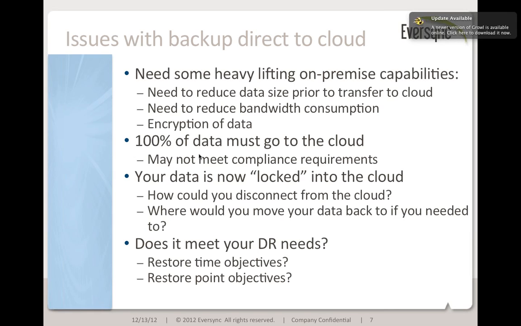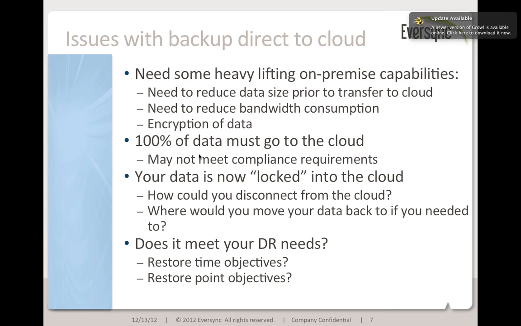Also, what we find for mid-sized companies that have more data is that maybe not all of that data should safely go to the cloud, especially on day one. Many of our mid-sized customers tell us that they have compliance requirements for some of their data that the cloud may not meet today. And so they don't necessarily want to be pushing 100% of their data to the cloud. Another issue with all the solutions, but especially solutions that don't have any kind of middle ground, is that you're pushing your data directly from your servers into the cloud.